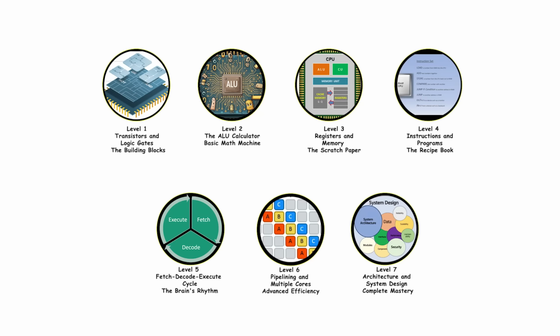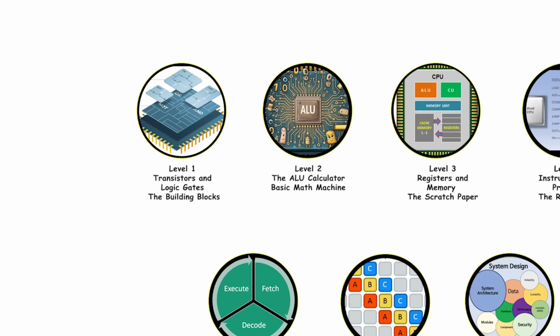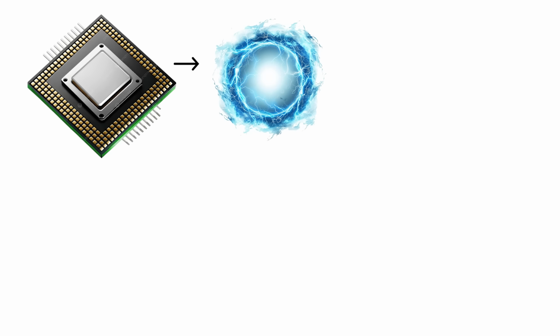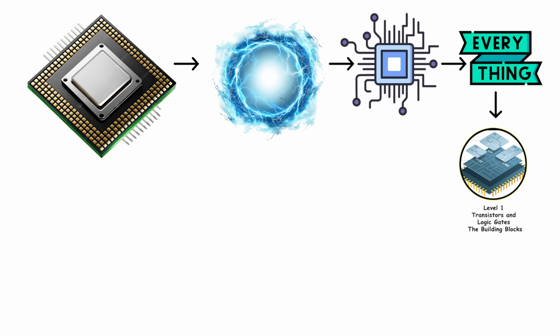Every level of how a CPU works explained. Level 1. Transistors and logic gates. The building blocks. The absolute beginning. If you think the CPU is just one big magic chip that does everything, you're stuck at level 1.